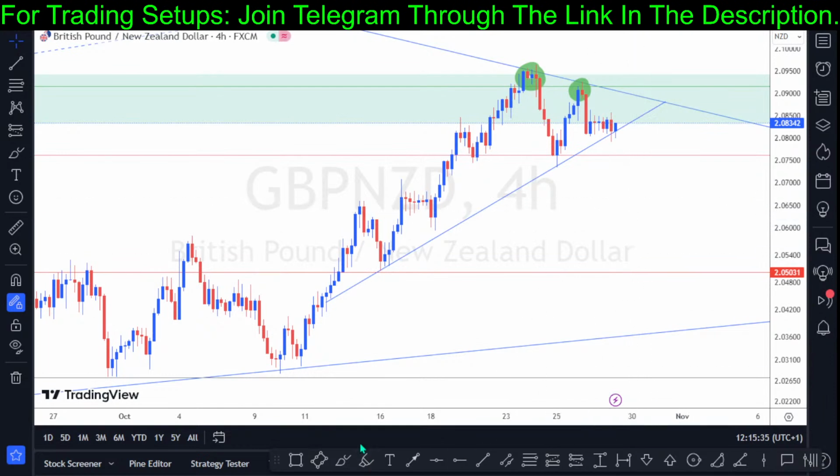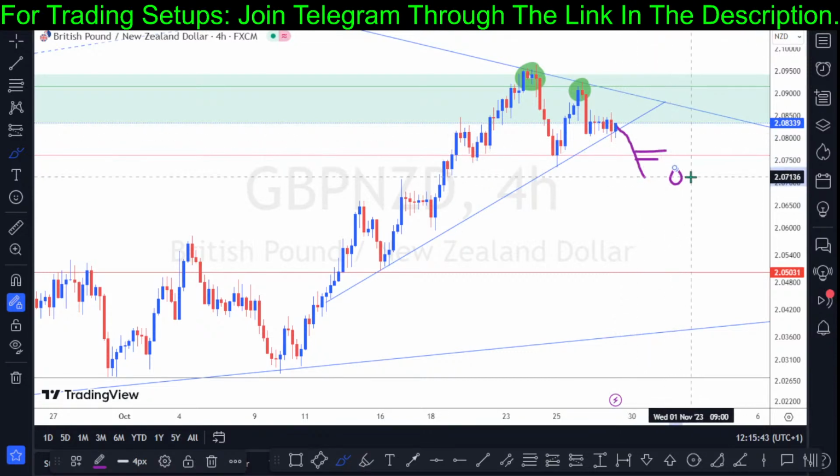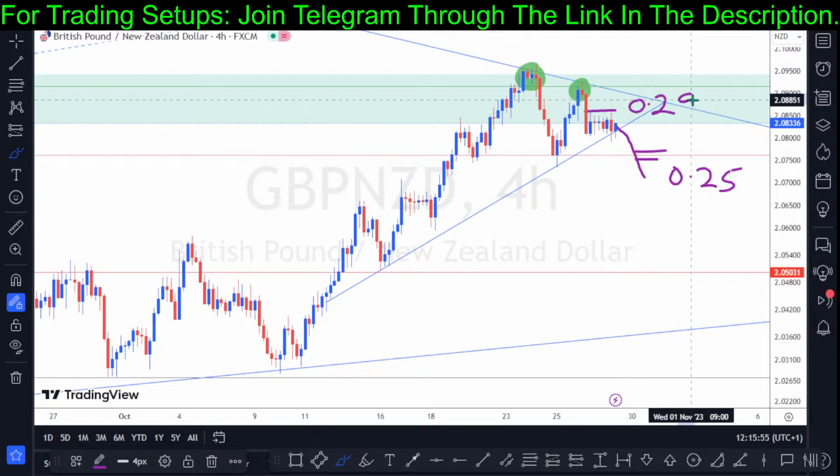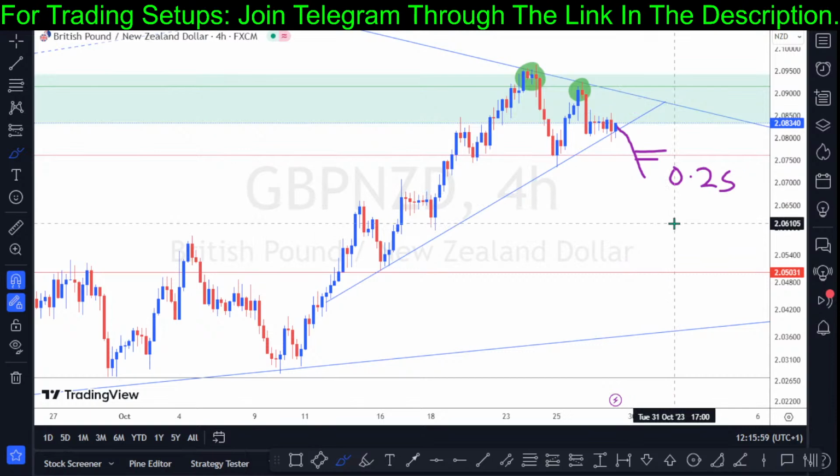If I can see a strong bearish close of price below this rising trend line and below this neckline right here, I'll be looking to add another 0.25. Remember, I have a 0.25 at this medium right here, 0.25 right here. So as the market moves down, I'll keep on adding to my sell position, right? So that is my view on GBP New Zealand.